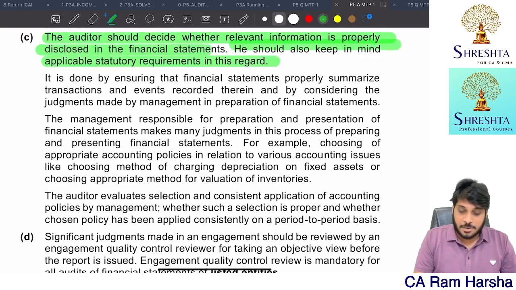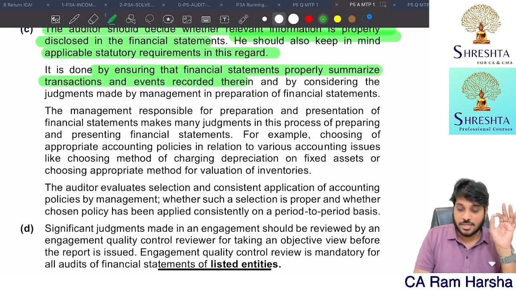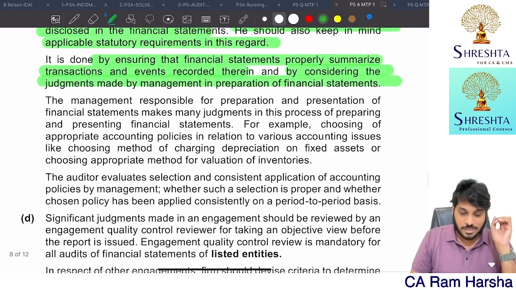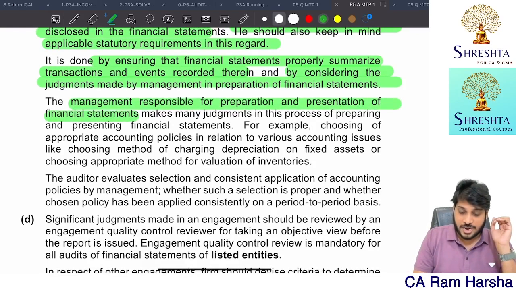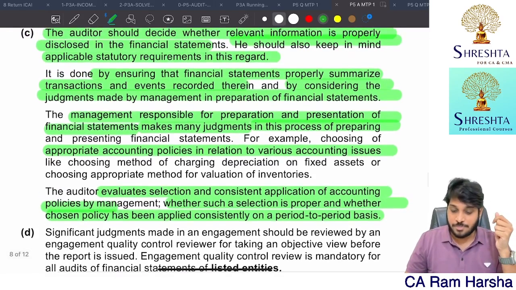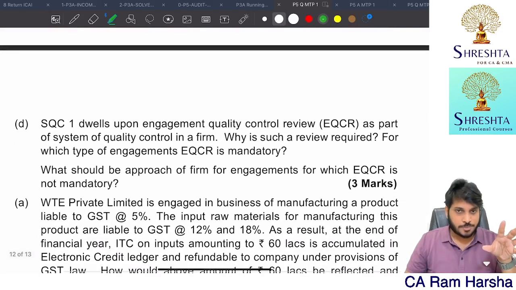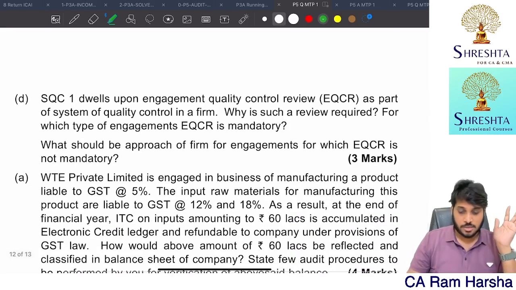He should also keep in mind applicable requirements. So you can verify whether the financial statements properly summarize transactions recorded therein by considering judgments made by the management. The management is responsible for preparation of financial statements and they make many judgments in this process, for example, choosing appropriate accounting policy. The auditor also evaluates selection and consistent application of accounting policies, whether such a selection is proper, whether the chosen policy is applied consistently year on year. So the scope of audit question is there. Inside there are some points. You just open the chapter on nature, objective, and scope of audit. Inside the scope of audit, that is the answer only.